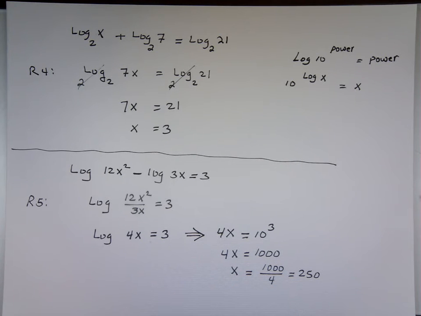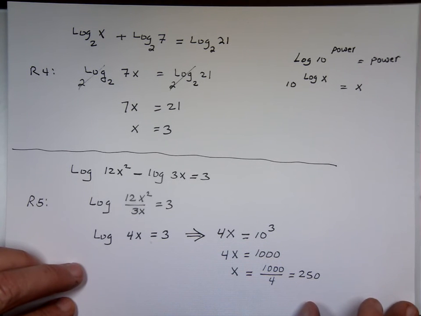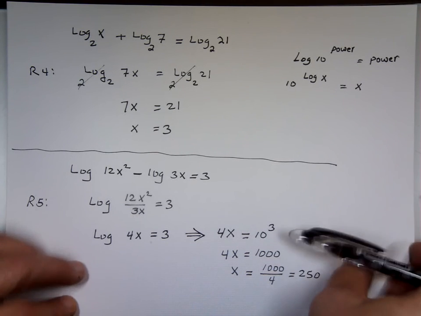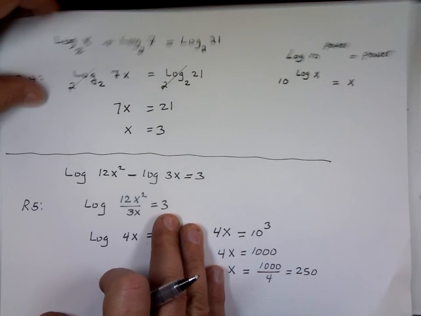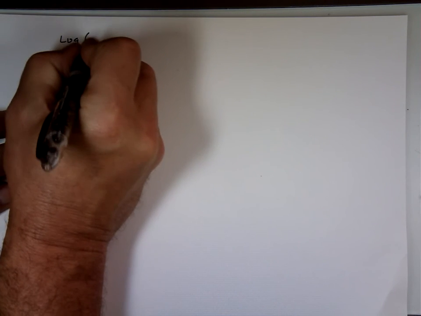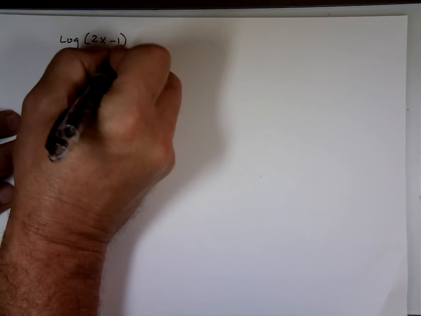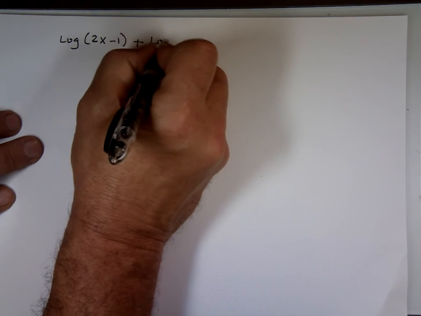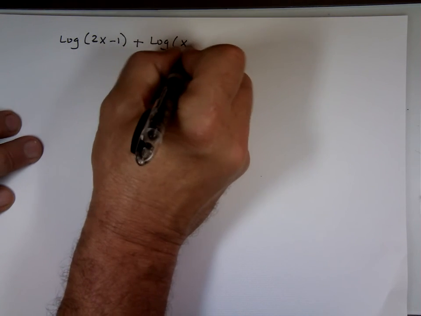A couple more examples. That's why last time we were going over the rules, because we were laying the foundation for this section. This is where we need them. Log 2x minus 1 plus log x plus 4 is equal to 1.